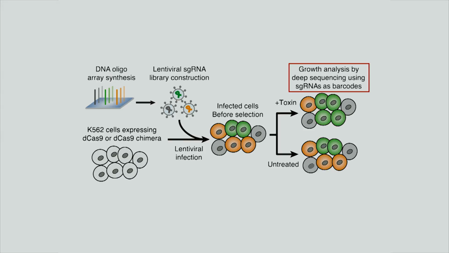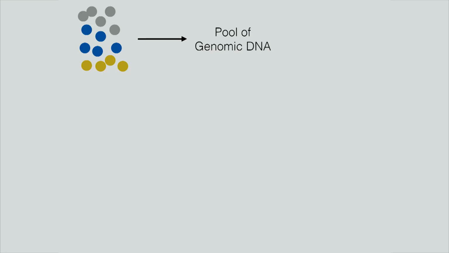So the final step, and probably one of the more daunting for labs that don't do a lot of sequencing, is how do you actually read out these population distributions from a frozen sample of cells that you've taken at the beginning of an experiment and after hitting with drug. So you have your complex population, and easily you can harvest genomic DNA.